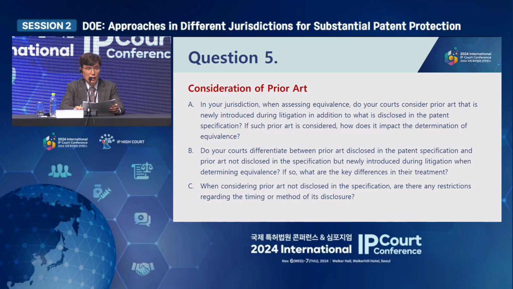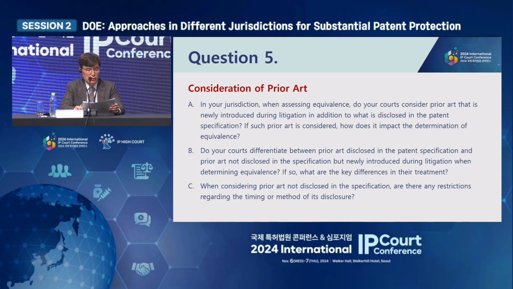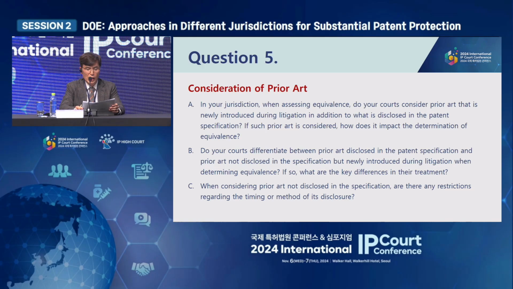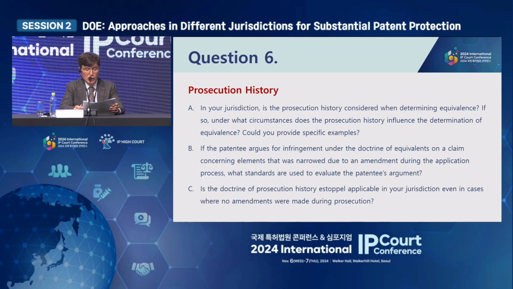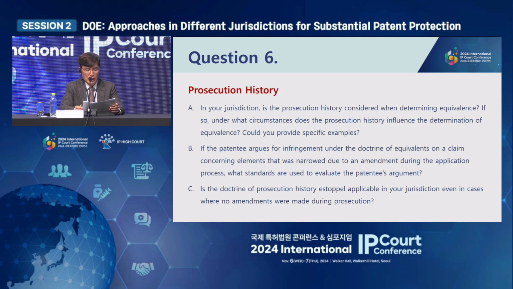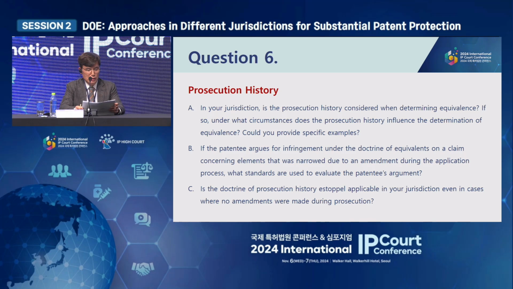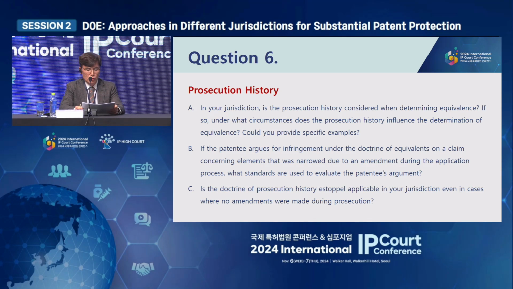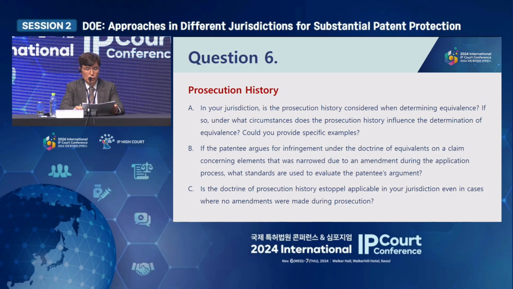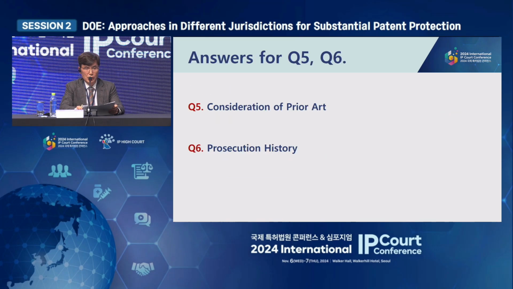And moving on to part 3, let me ask you a question. When assessing equivalence, how do your courts consider prior art? And do they, in practice, differentiate between prior art disclosed in the patent specification and prior art not disclosed in the specification? And when it comes to the prosecution history, under what circumstances does the history influence the determination of equivalence? And when it comes to the reduced amendments, what kind of decisions are made around that? And if there's no amendment, would it still be covered by the doctrine of prosecution history estoppel? I would give 3 minutes for each panelist to answer. First, I will start with Judge Kenji from Japan, please.